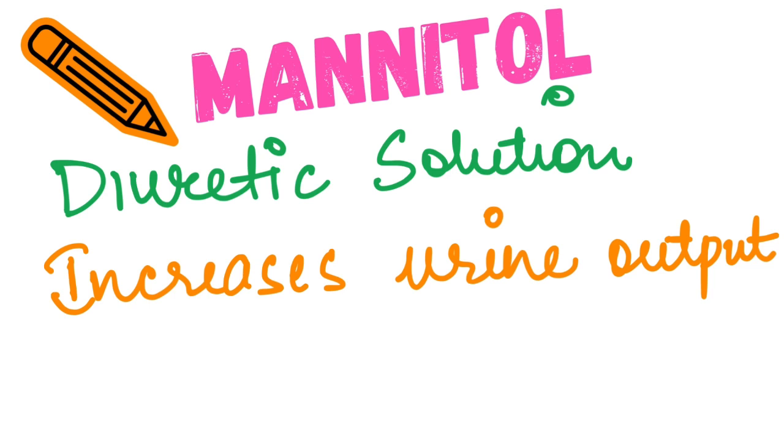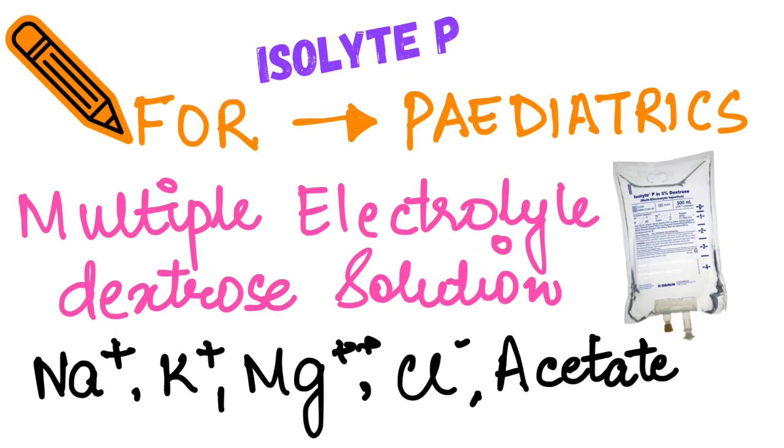Next IV fluid is Isolyte P. Isolyte P is also a very good IV fluid which contains lots of electrolytes, and it is the same as your RL, but the main difference is it is used in pediatrics, and RL is used in adults. Isolyte P contains sodium, potassium, magnesium, chloride, and acetate, so it can be used for multiple conditions.